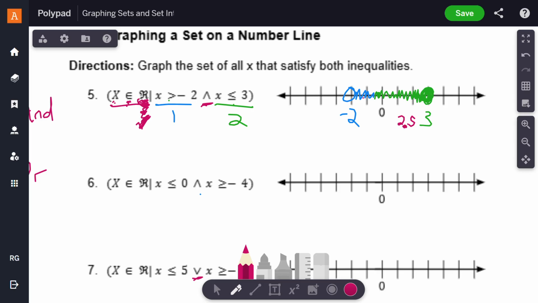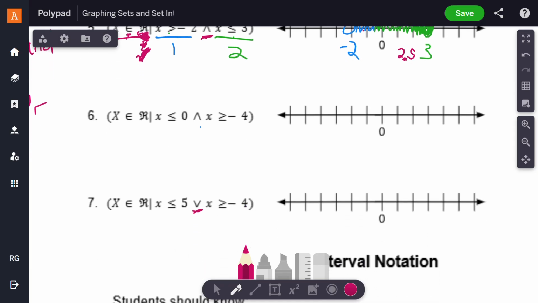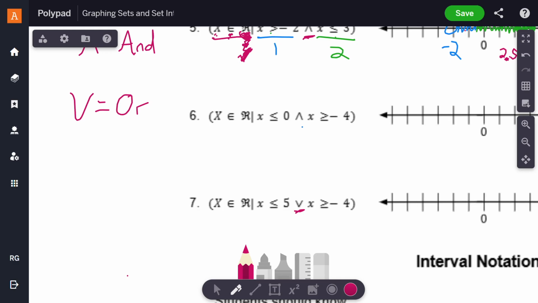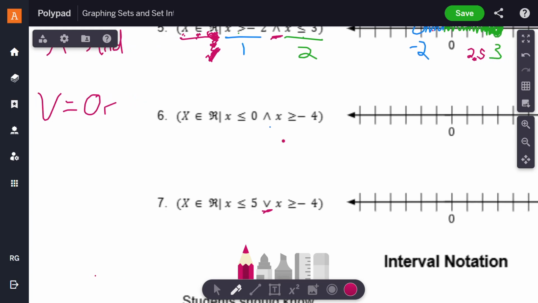So have you ever seen a question that gave you this graph of the set and asked you, hey, could 2.5 be a value of x? Even though you don't see that number on the number line, or 1.5 or -1.5, that value actually would be included in that set. All right, let's look at number 7. I'll leave number 6 for you to practice on your own.